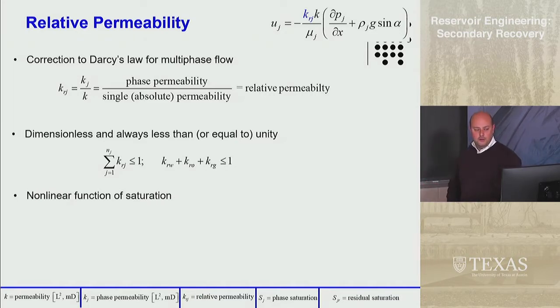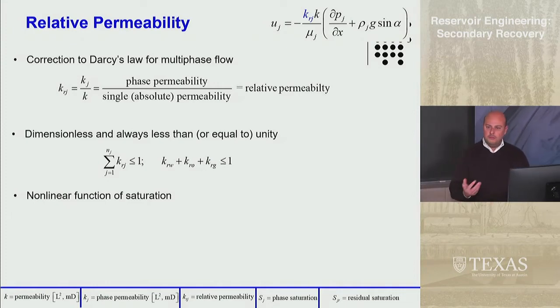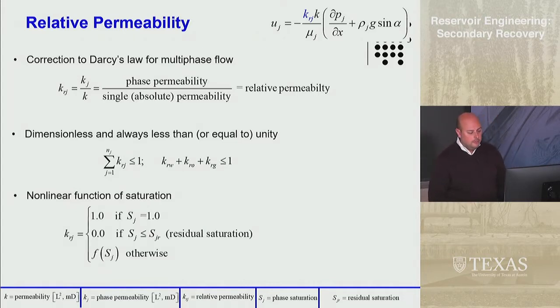Importantly, it's a nonlinear function of saturation. And you could use either the water saturation or the oil saturation. I'll normally refer to the water saturation, Sw. But Krj is equal to 1 if the saturation of that phase is 1. Well, what does that mean? If the saturation is 1, if you have 100% water, then that's just single phase flow. In which case you don't have multiphase flow anymore, in which case this is just 1 and you get the regular single phase Darcy's law.